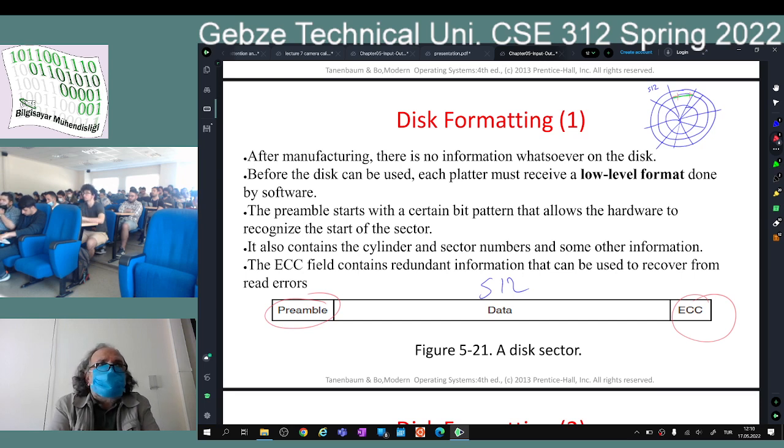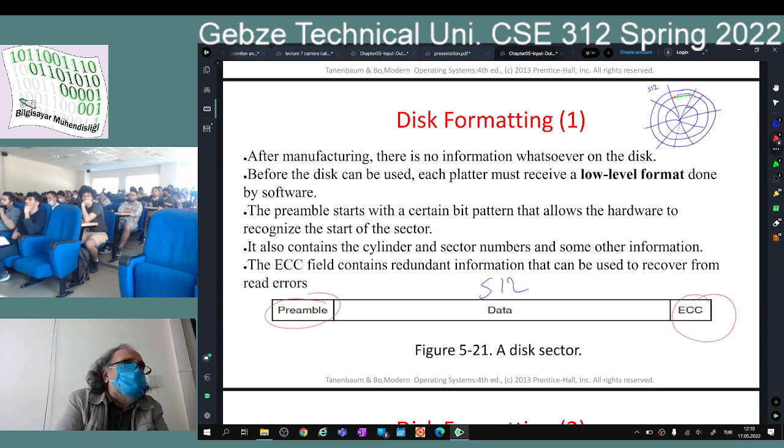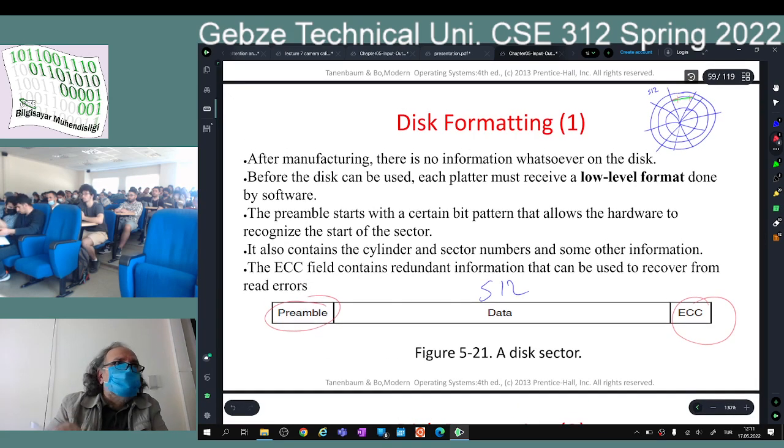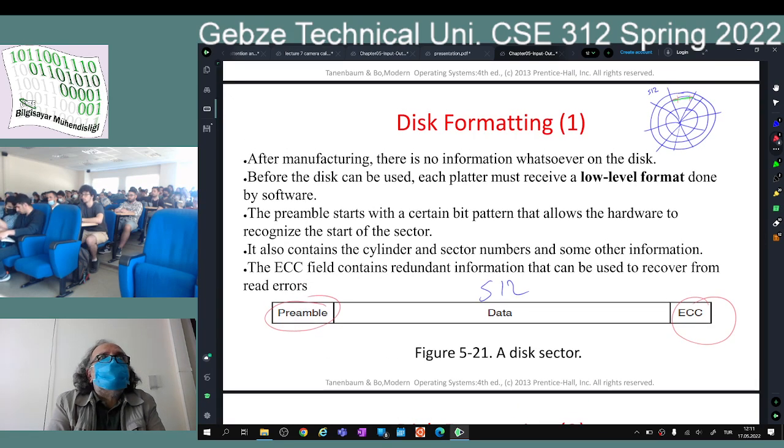Maybe this sector is a bad sector. I don't know why it is bad. Maybe it's a mechanical problem, maybe a surface problem. Usually it's a surface problem. So it has to be marked as a bad sector, and you mark it in the preamble section. You say that this sector will not be used because it is bad, since I am not getting whatever I am writing there.